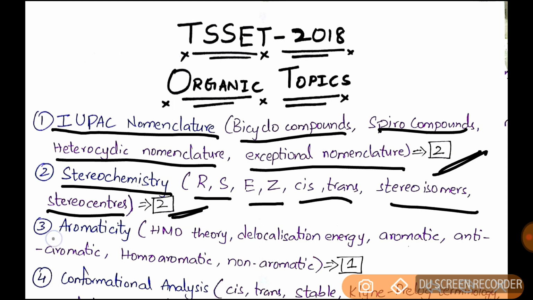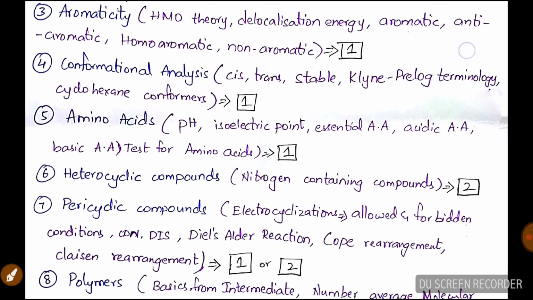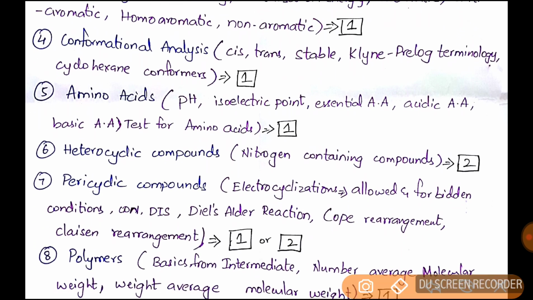And then there is an easy topic, that is aromaticity. In aromaticity, Huckel molecular orbital theory is important, and delocalization energy or resonance energy. They'll be giving these compounds and ask you to identify whether they are aromatic or anti-aromatic, or homoaromatic or non-aromatic. You can expect 1 question from aromaticity, guys. I'll just roll it down. Yeah, and then there is conformational analysis, and you can expect a very easy question from conformational analysis, guys.